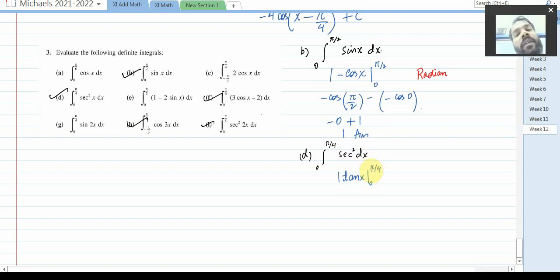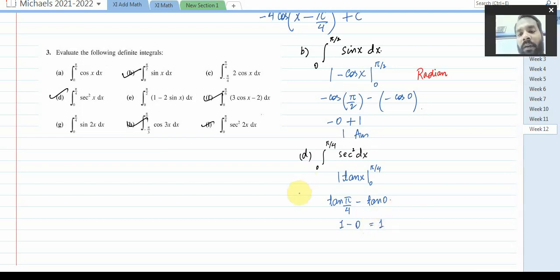We know very well how to apply limits here. So it's tan, upper limit pi over 4, minus tan, lower limit 0. So tan pi over 4 is 1 minus tan 0, which is 0. The final answer is 1 here.